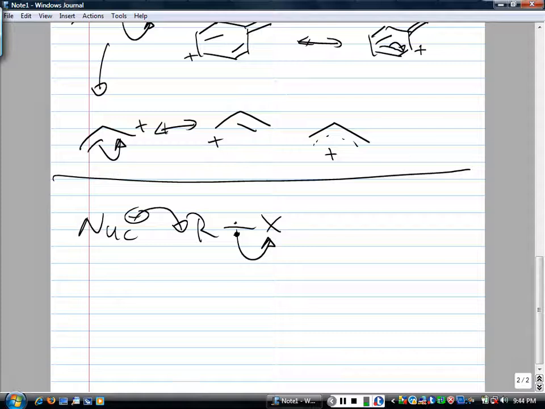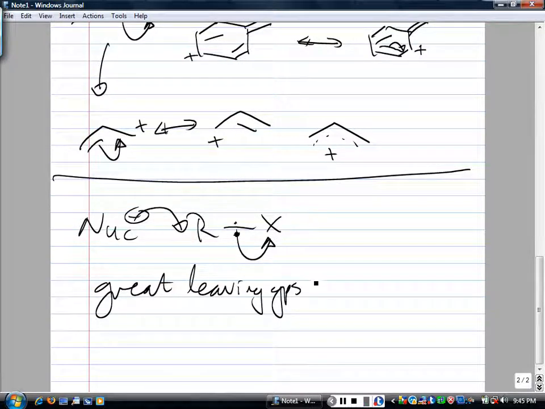So in the SN2 reaction, X does not come off until the nucleophile is engaged in the process. So in reality, I can say that if X is a great leaving group, it comes off easily, and I'm going to get SN1. If X is a good leaving group, it comes off with help, and I'll get SN2. So really, great leaving groups will promote SN1, and good leaving groups will promote SN2.